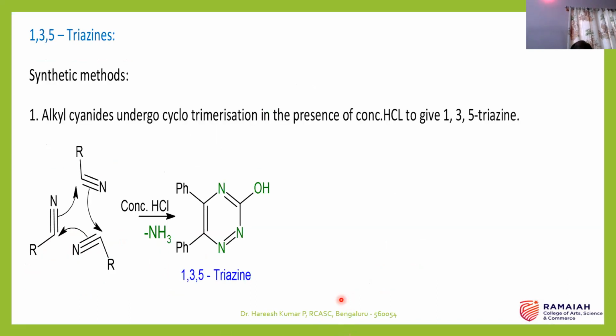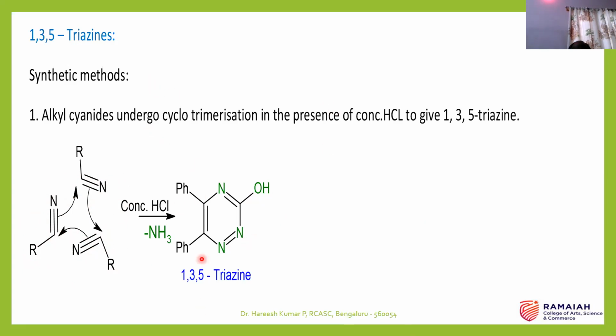That is 1,3,5 triazine. You know that alkyl, this R may be an alkyl group. Alkyl cyanide, C triple bond N, is called cyanide. So this is one molecule, this is another molecule, this is one more. That means 3 molecules of alkyl cyanides undergo trimerization, giving rise to triazine.